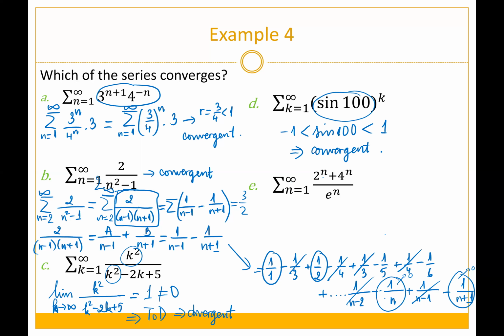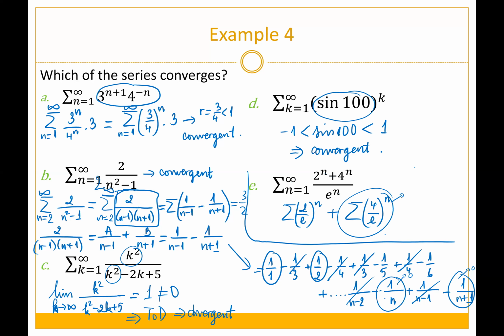And then for E, here you have 2 different series, but you can break it down, but you have to identify each of them individually first. So 2 to the n, and then you have 2 over e to the n and 4 over e to the n. Now if you look at these, the first one is convergent because 2 over e is smaller than 1, but 4 over e is bigger than 1. So this one is divergent.